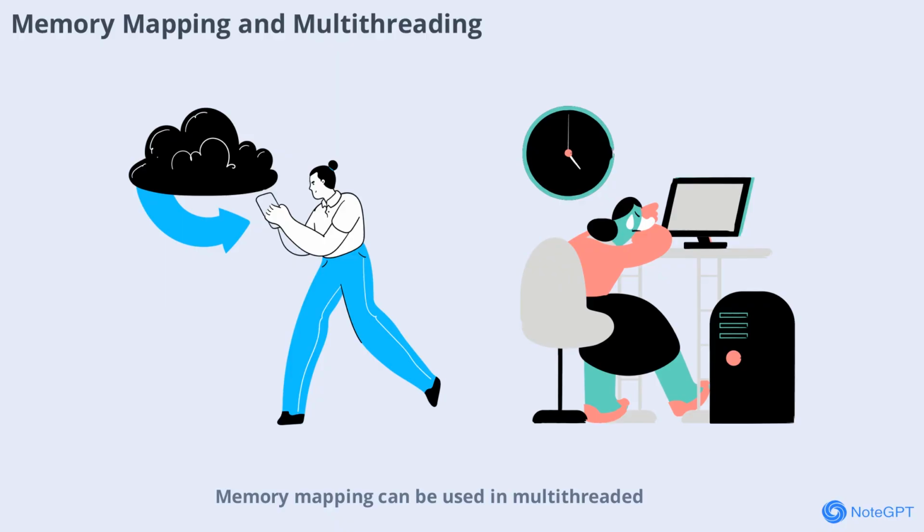Memory mapping can be used in multi-threaded applications to share data between threads efficiently. However, developers must ensure proper synchronization to avoid race conditions or data corruption. Using locks or atomic operations helps maintain data integrity when multiple threads access the same mapped region.